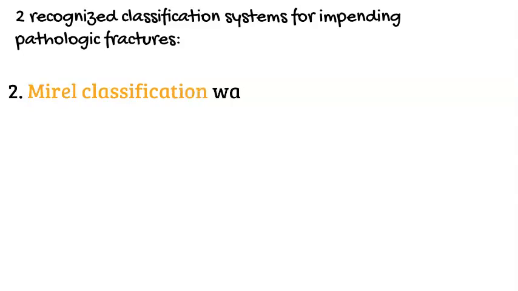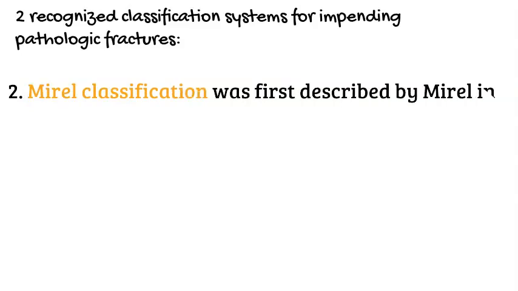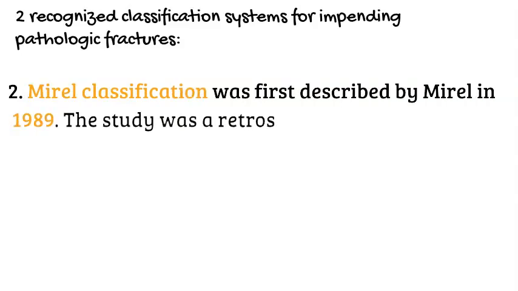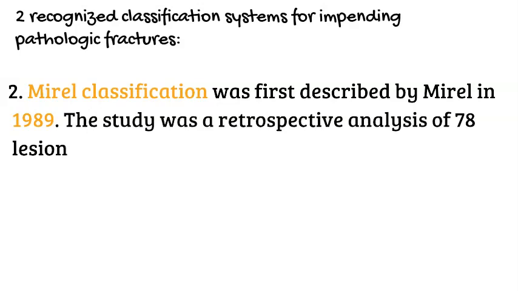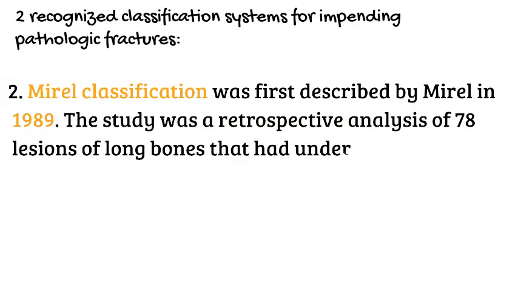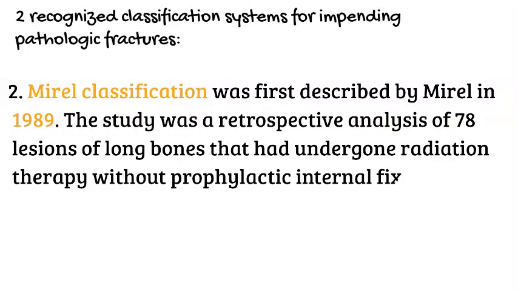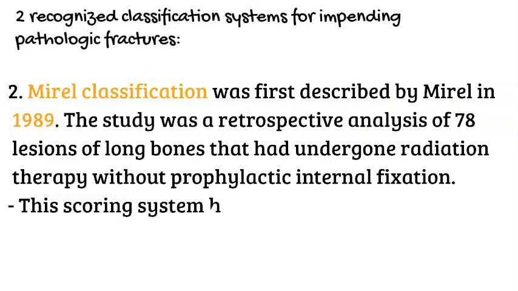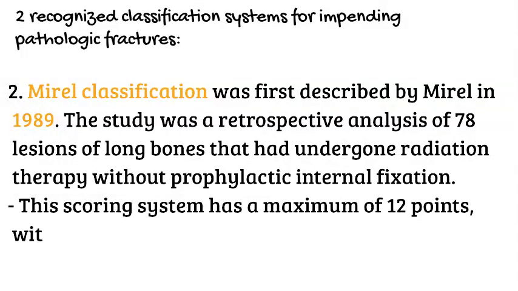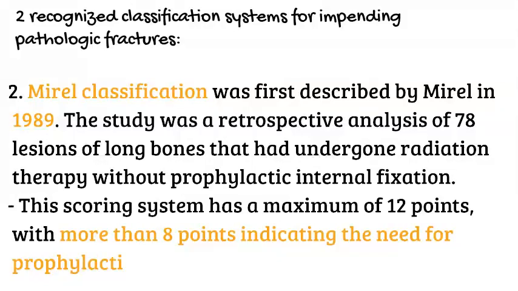Number 2. Mirel classification was first described by Mirel in 1989. The study was a retrospective analysis of 78 lesions of long bones that had undergone radiation therapy without prophylactic internal fixation. This scoring system has a maximum of 12 points, with more than 8 points indicating the need for prophylactic fixation.